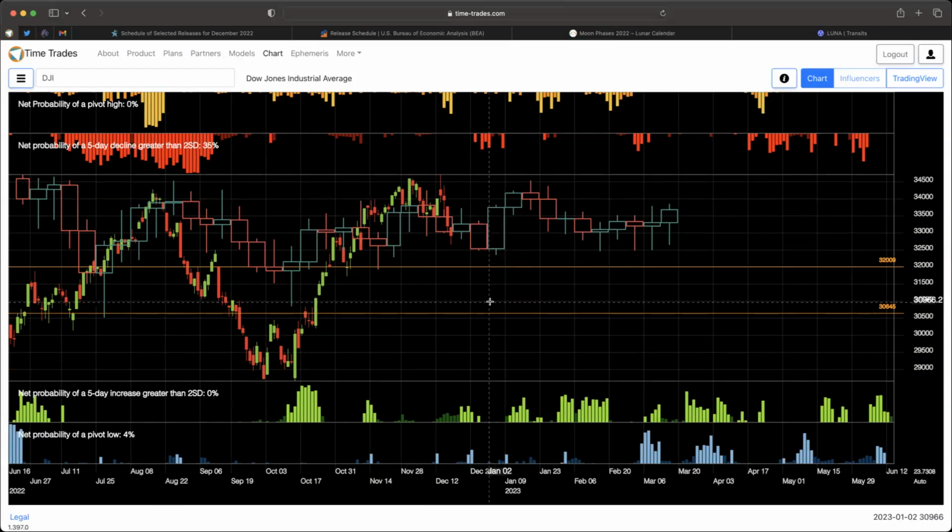Okay, so it's just another tool in our timing toolkit, and this is available today to Time Trades customers. So how does this help us build a new forecast going forward?